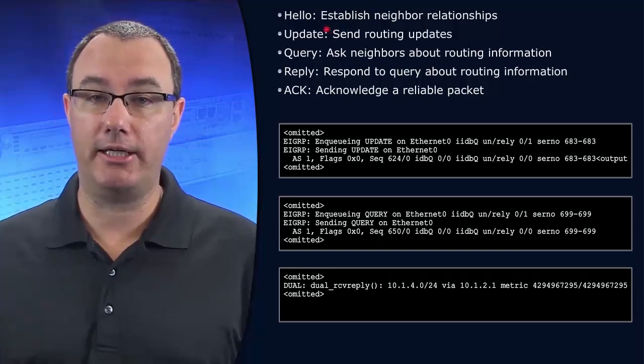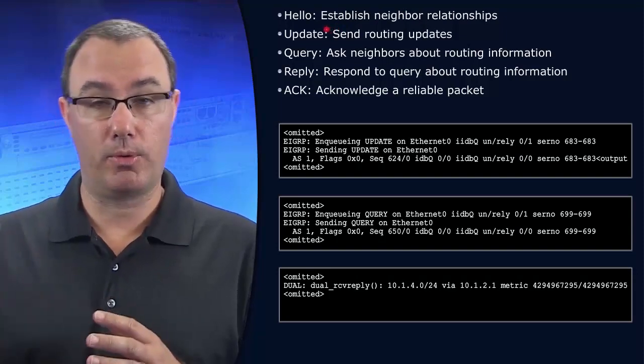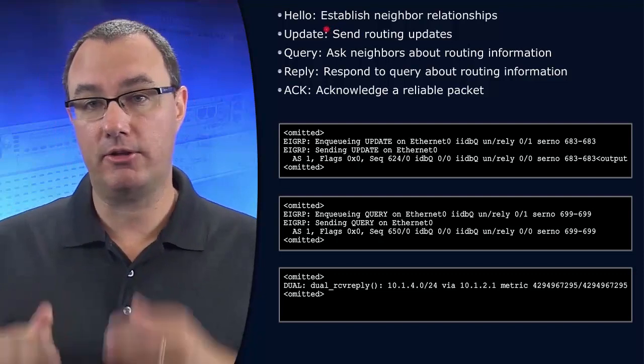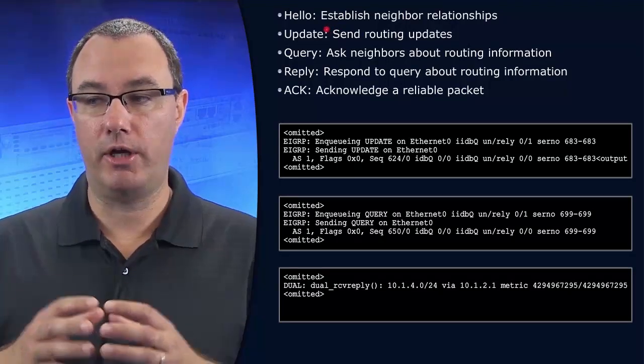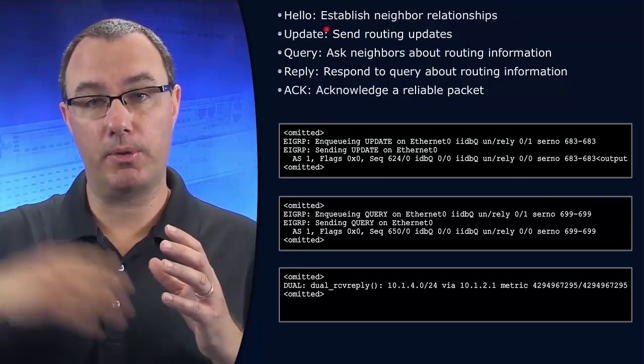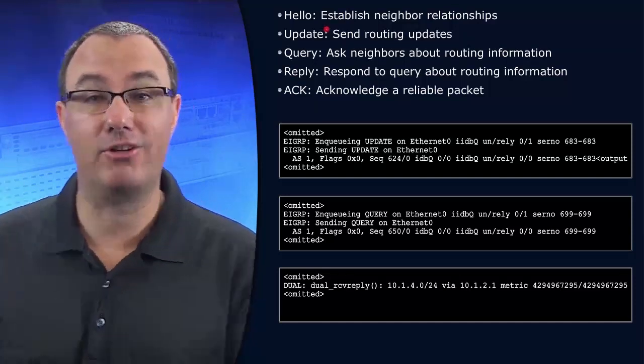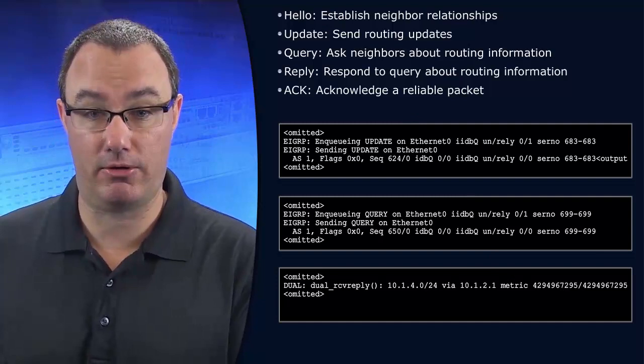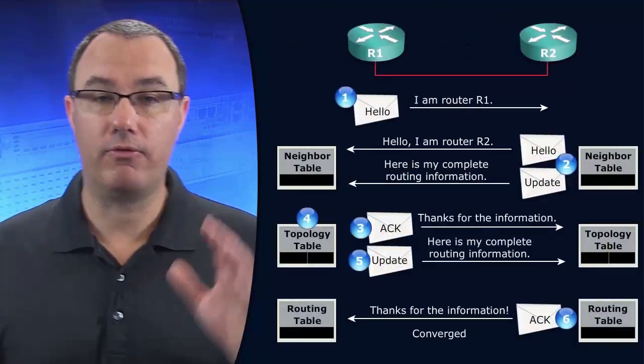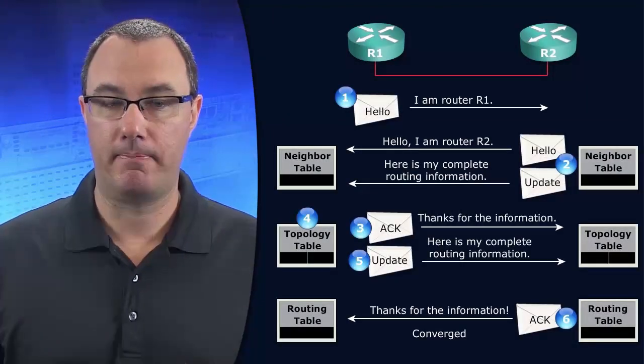An update could be that a network went up, a network went down, or it could be in the synchronization of a new peer, and we want to share information back and forth really, really rapidly. In fact, let's look at that and come back here. If I'm looking at a new neighborship, what happens?